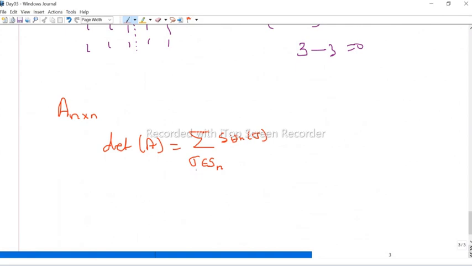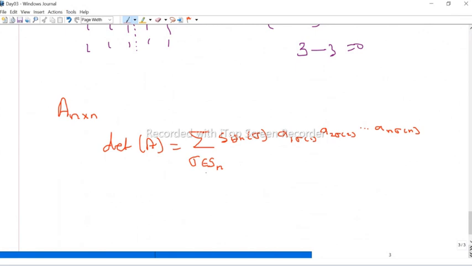If sigma is an even permutation, then we get plus 1. If sigma is an odd permutation, we get minus 1, times A1 sigma of 1, where sigma is a function from the n elements 1 to n to 1 to n. Then A2 sigma of 2, and so on, the product up to An sigma of n. This summation ranges over all permutations.